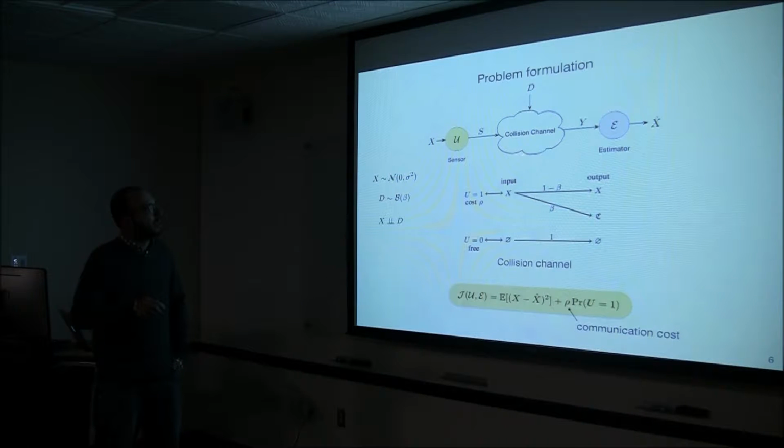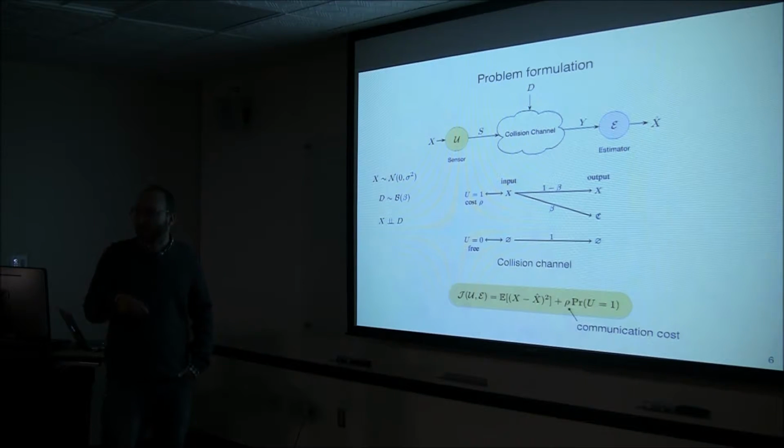So now the channel works as follows. If you decide to transmit, the decision maker or the sensor will pay a cost. This cost can come from, for example, the battery, right? So it's a price on the transmission that you're paying. Every time you transmit, you pay a cost.